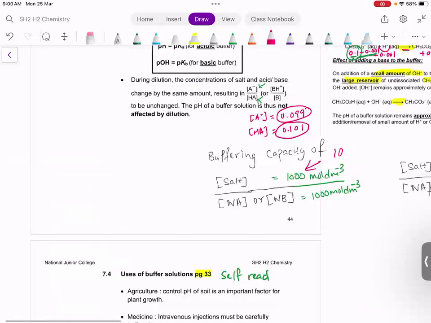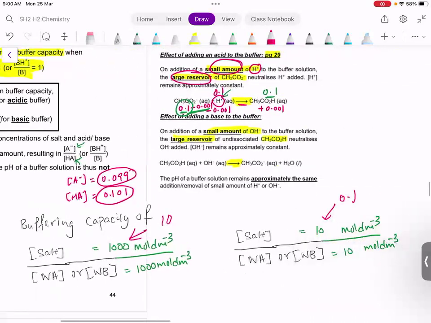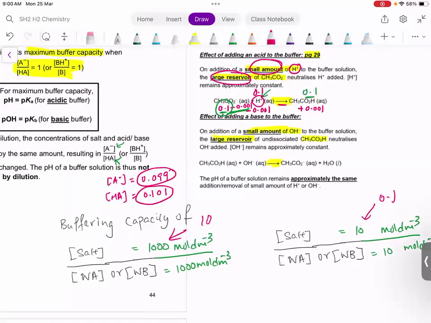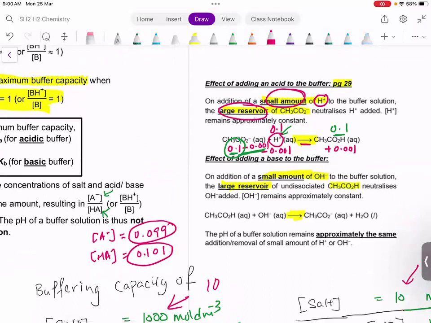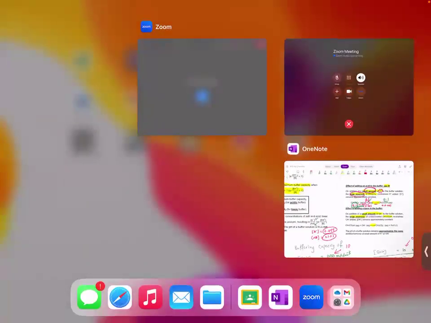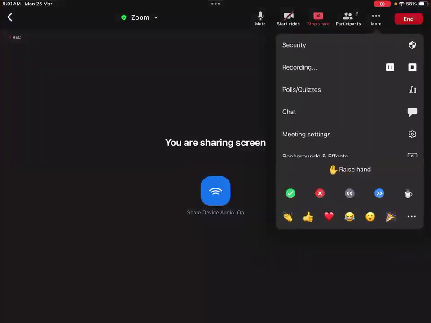Is this too complicated? Or should I just ask you to memorize and calculate? Don't memorize. Anyway, some of the tutorial questions require you to show this understanding, so some of the tutorial questions are relevant to this. Sometimes students just memorize and apply. I don't know what your style is, because sometimes when you know more, you're even more confused.